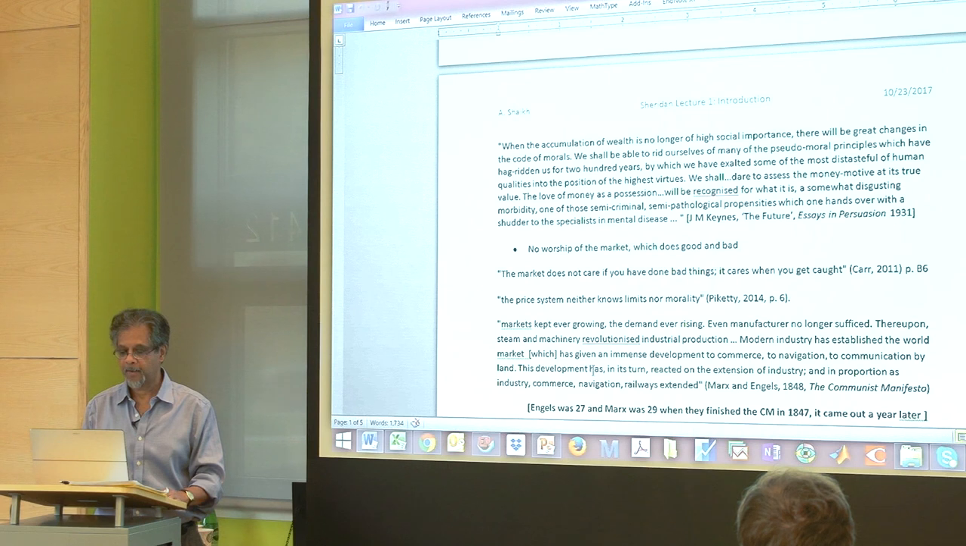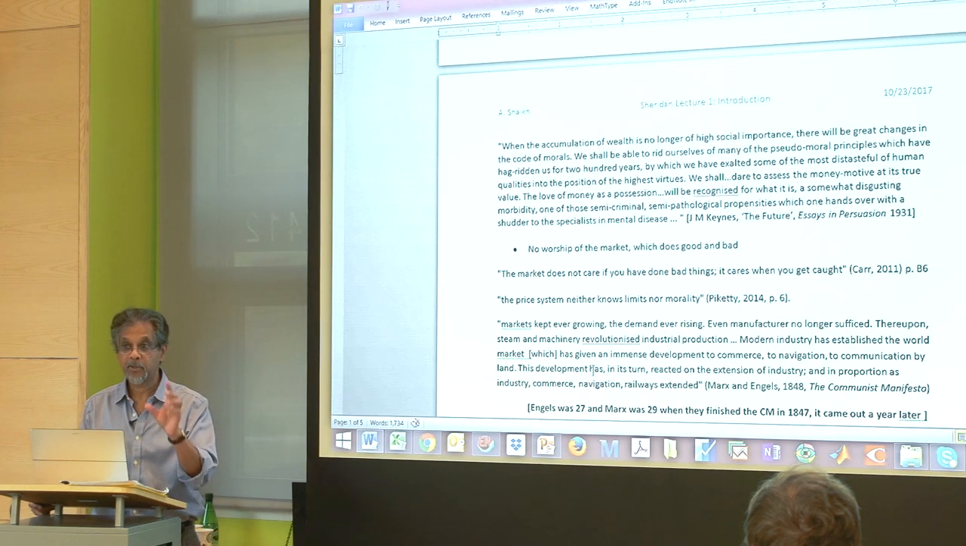Here's something from the Communist Manifesto. You don't think of someone like Marx talking about the virtues of capitalism. Markets keep ever growing, the demand ever rising, even manufacture no longer sufficed. Thereupon, steam and machinery revolutionize industrial production. Modern industry has established the world market, which has given an immense development to commerce, to navigation, to communication by land. This development, in its turn, reacted on the extension of industry, and in proportion as industry, commerce, navigation, railways extended. Now, this is an appreciation by Marx and Engels of the power of capitalism.